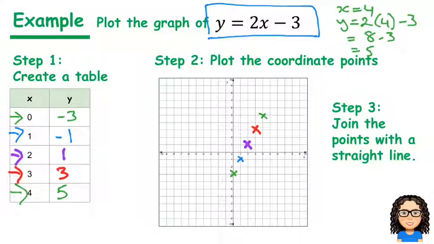And hopefully you can see as we've been drawing it, there is a lovely pattern that's starting to form. So what we want to do now is join those points together with a straight line. So that's all I'm going to do, is just draw a line through those points. And there is our graph.